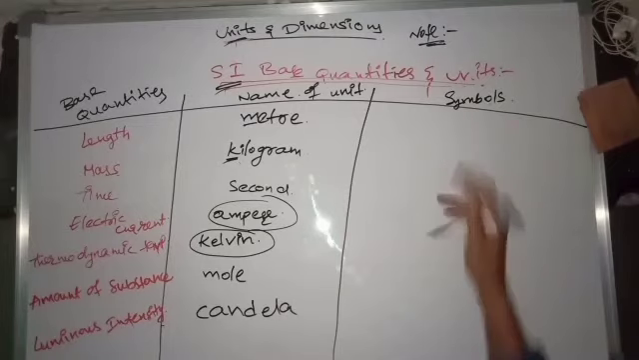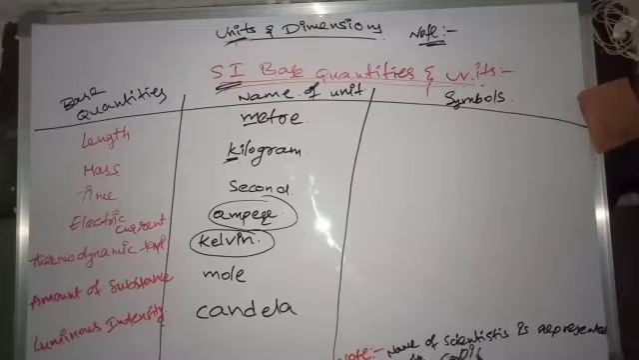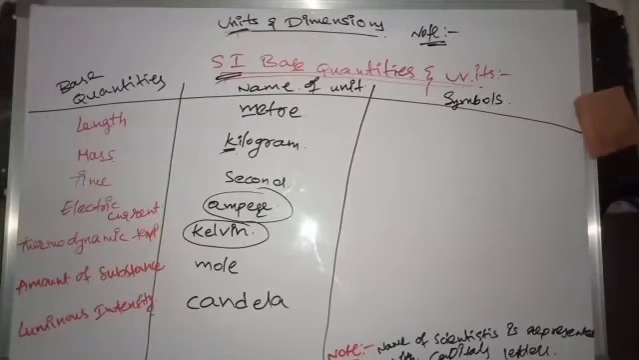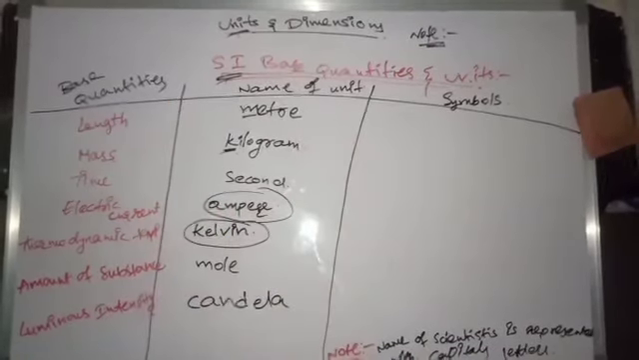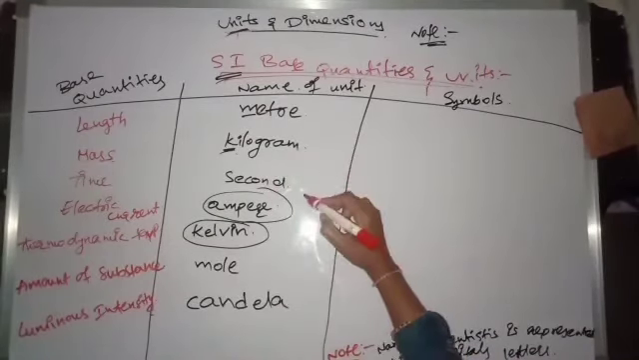And coming to symbols, you have to write a note here also. Note for writing symbols: the name of the scientist is represented with capital letters. The remaining basic quantities are represented with small letters for symbols. But for the name of the units, you have to use only small letters.